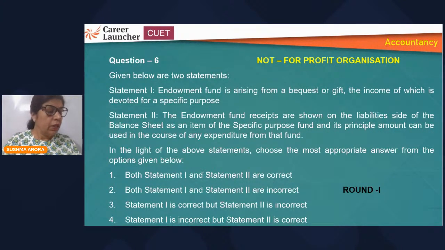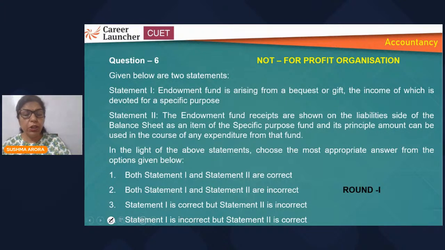Okay, see, endowment fund is arising from a bequest or gift, the income of which is devoted for a specific purpose. Yes, correct statement. But see the second statement: endowment fund shown on the liability side is specific, and its principal amount can be used in the course of any expenditure from that fund. See, this is the question from NPO, and you have to attempt these types of questions in attempt 1.